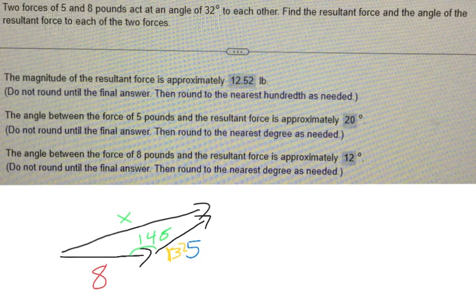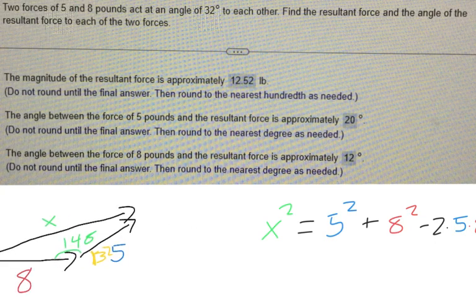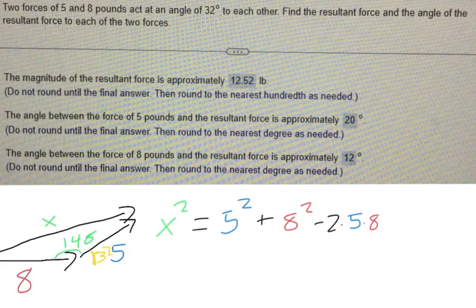So now I know two sides and the angle between them, and I'm looking for the third side of a triangle. We can use the law of cosines. Here the law of cosines would be my resultant vector squared is equal to 5 squared plus 8 squared minus 2 times 5 times 8, and then times the cosine of the angle between them. In this case that's cosine of 148 degrees.